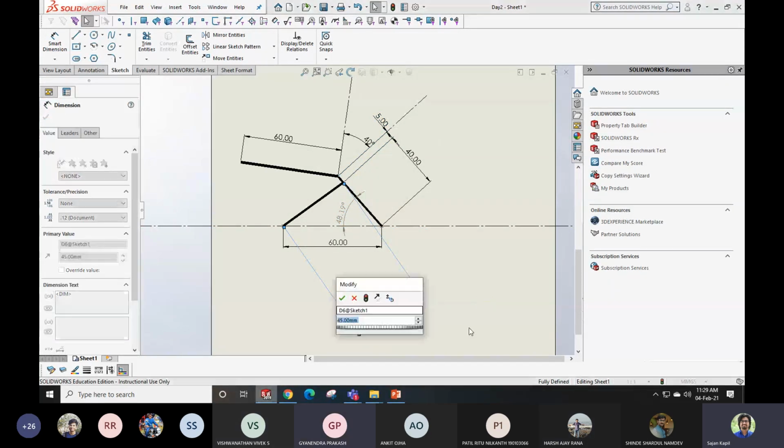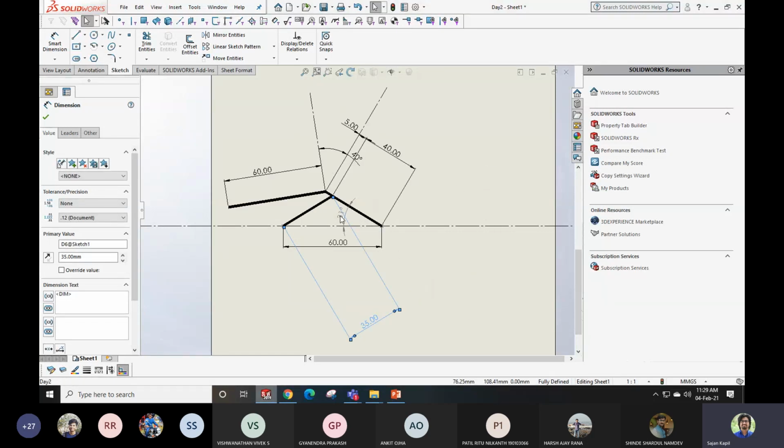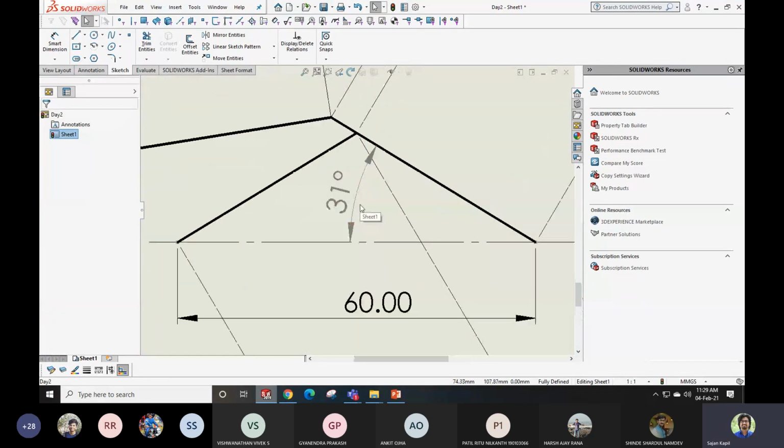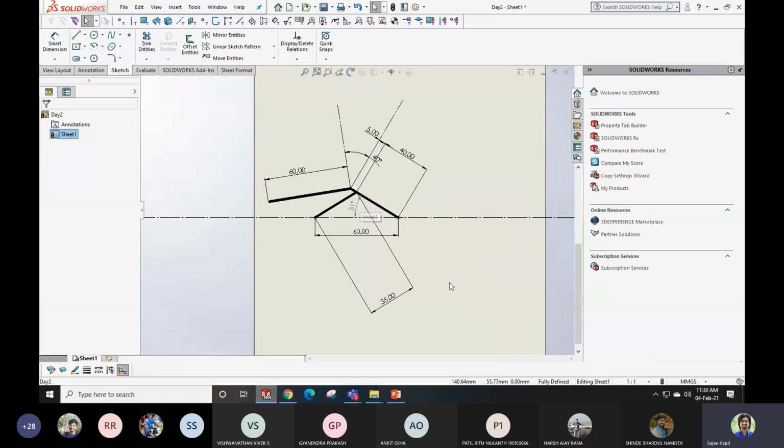Now I'll just change this dimension to 175 by 5. Hence, now the new angle is, you can see, how much is it? 31. Oh, how much is it? 30. 31, na? Is it clear? Is it correct?